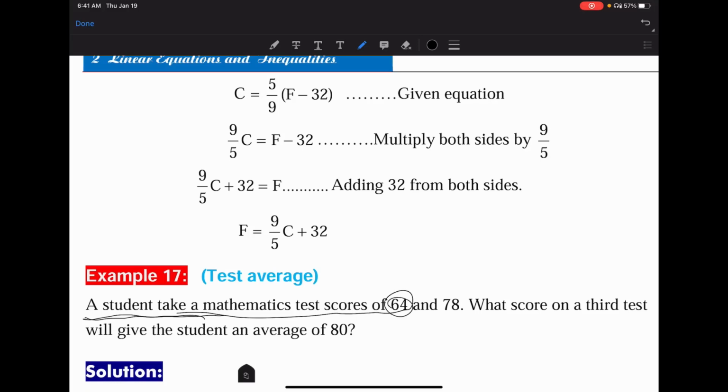A student takes mathematics tests and scores 64 and 78. What score on a third test will give the student an average score of 80?